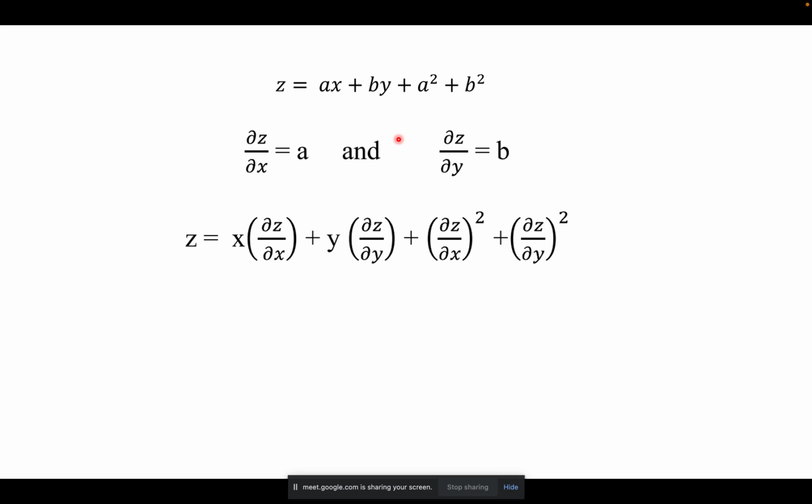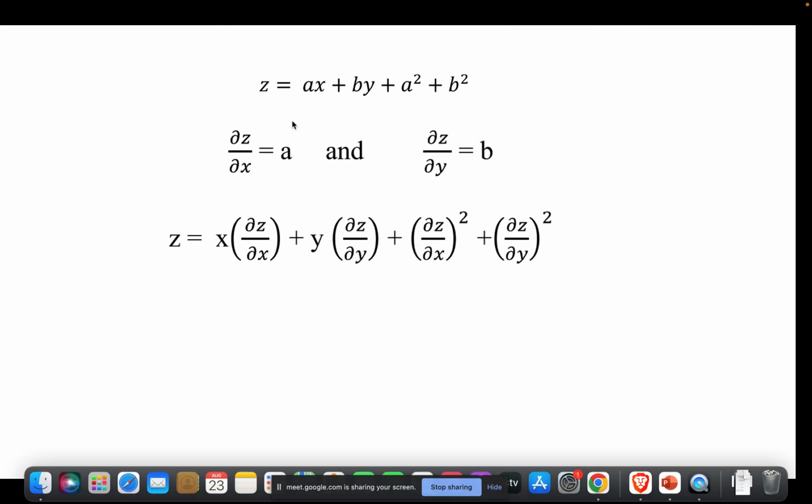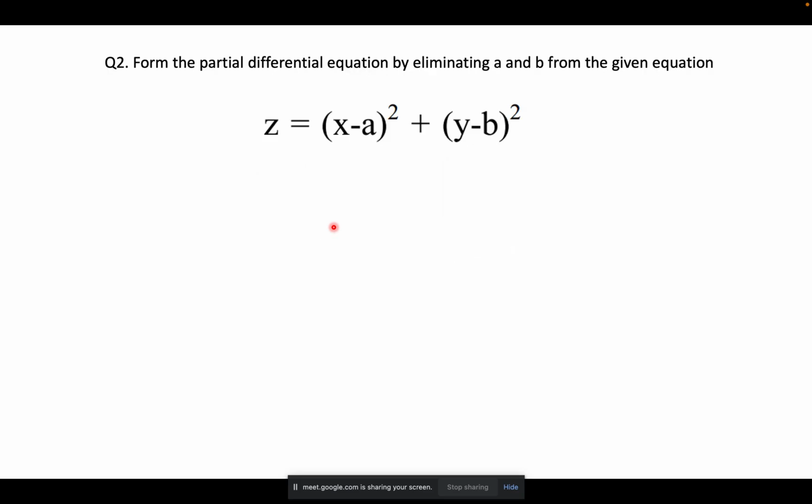So I hope you got the flavor of how you will form the partial differential equation when you are given such equations. So this is all about the solution of the first question, right? Now what we will do is solve one more problem of the same kind.